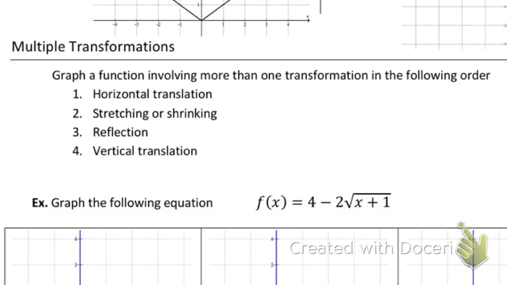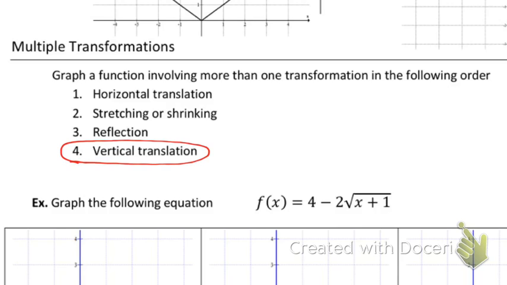When I put a multitude of them together, we have orders that we're supposed to adhere to. First thing we're supposed to do is our horizontal. Then we're supposed to do our stretching, then reflection, and then our vertical translation. I really don't care which one of those first three you do first. Those first three you can pretty much do in any order and you're going to be okay. The big one is this has to happen last.